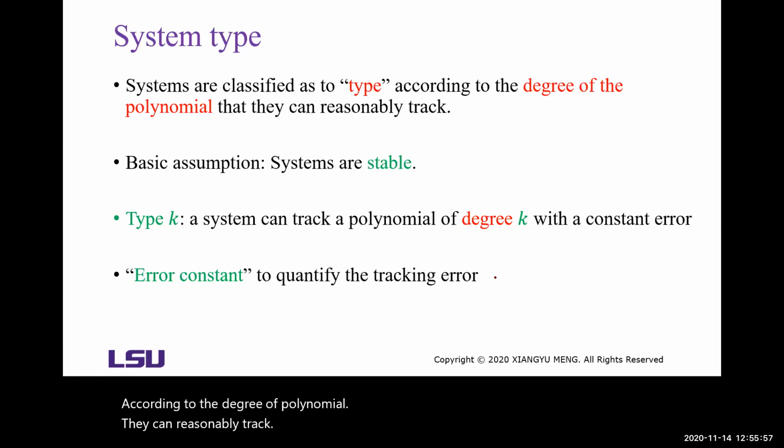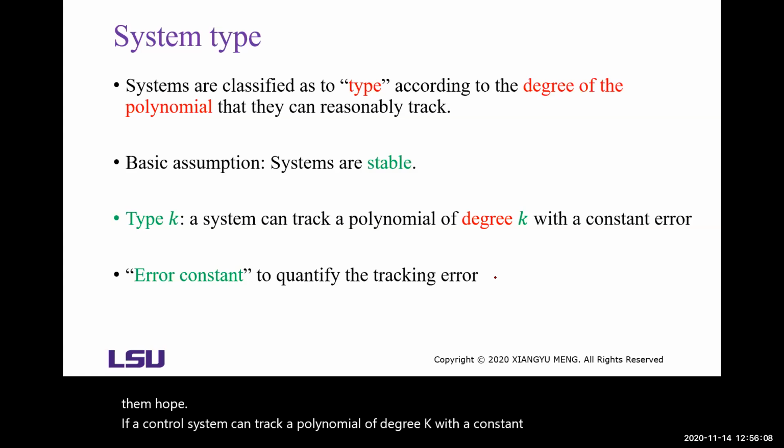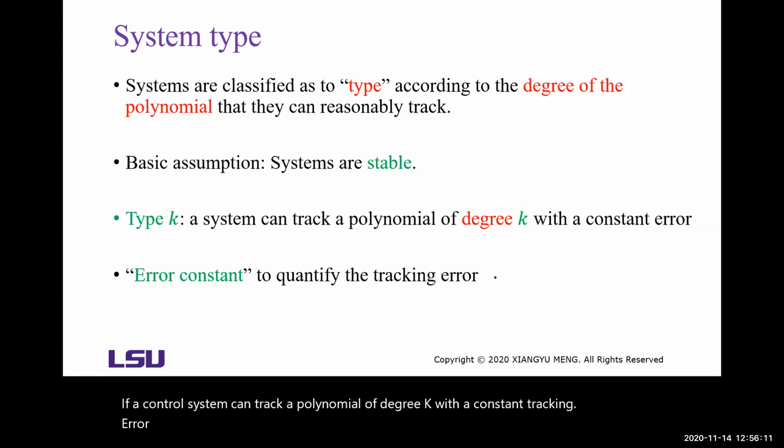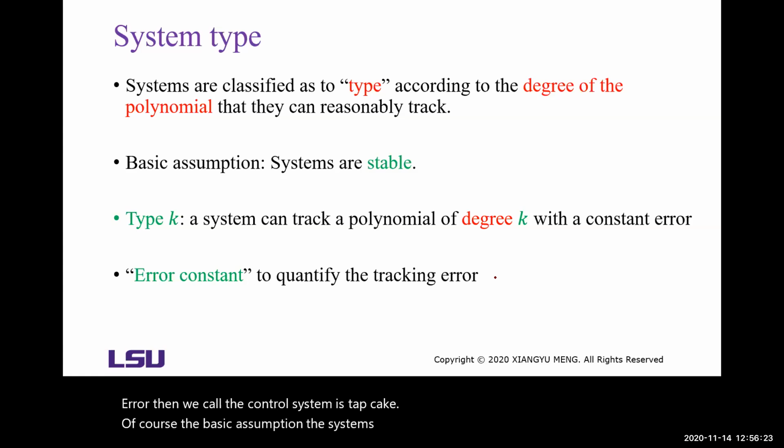For example, if a control system can track a polynomial of degree k with a constant tracking error, then we call the control system type k. Of course, the basic assumption is that the systems are stable. Without stability, we cannot talk about tracking. Then the constant steady-state tracking error, we call it the error constant.